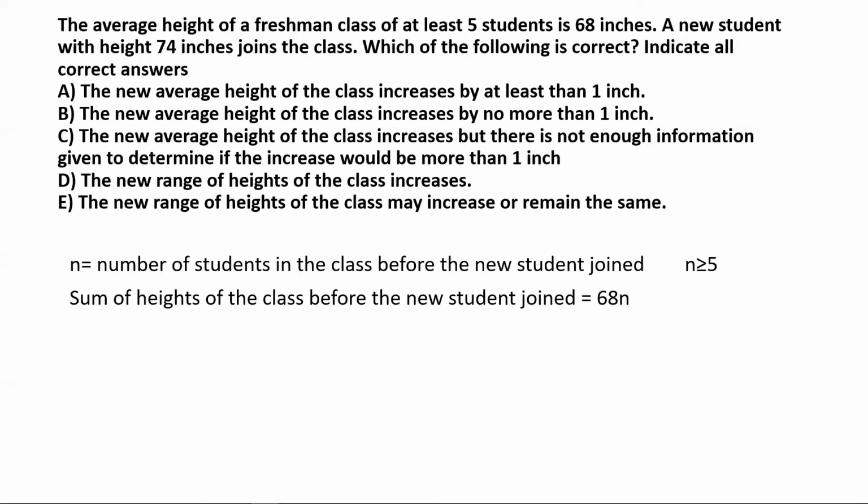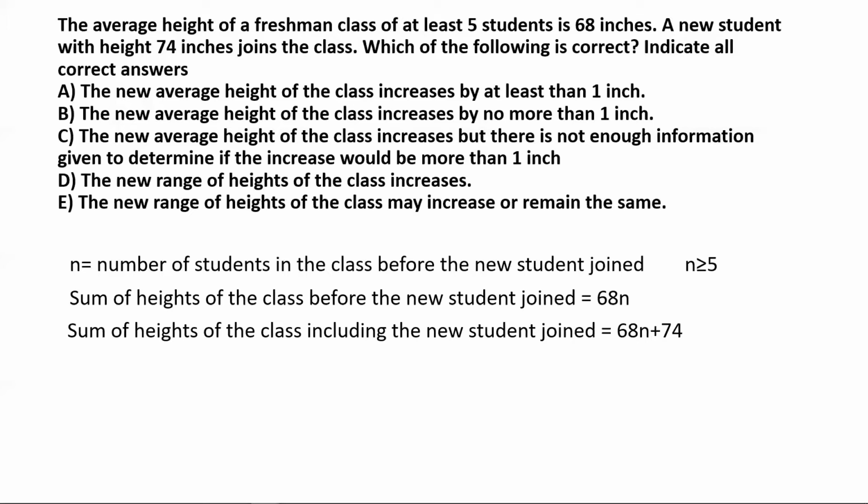Now what happens when a new student of height 74 inches joins the class? Then the sum of the heights becomes 68n plus 74 inches, which is the height of the new student. So that's 68n + 74. And with the new student joining, we have a total of n + 1 students in the class, right? So the new average height would be (68n + 74) divided by (n + 1).